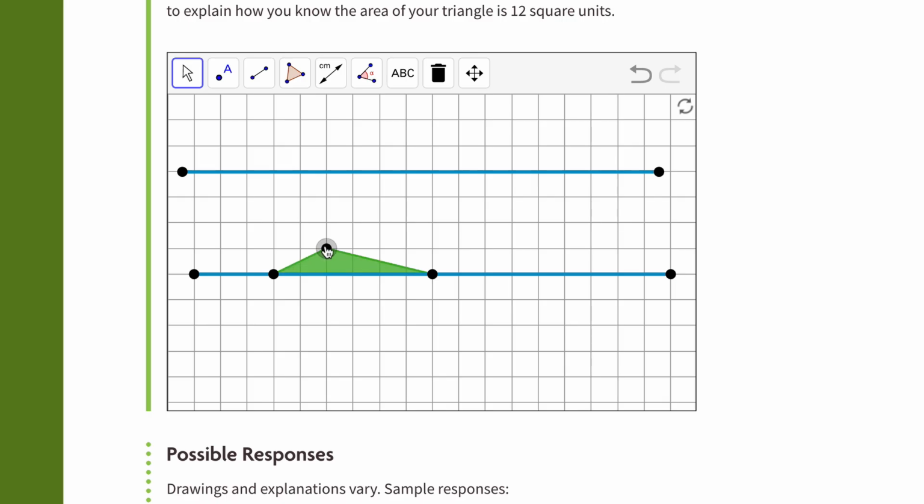Remember, 0, 1, 2, 3, 4. There's my height. Any of these triangles are going to have a height of 4. And of course, they're going to have a consistent base of 6 because that's not moving at all.